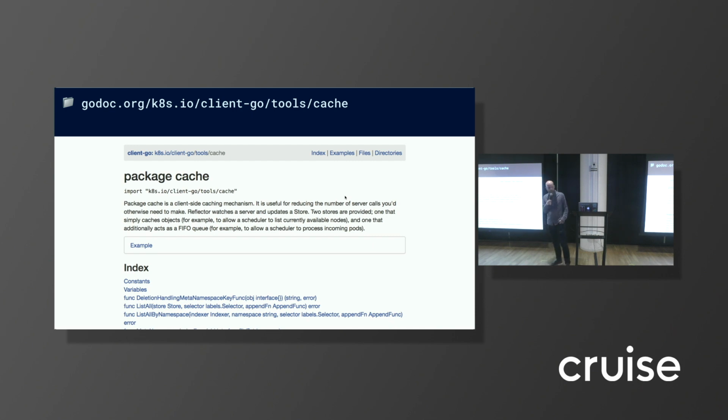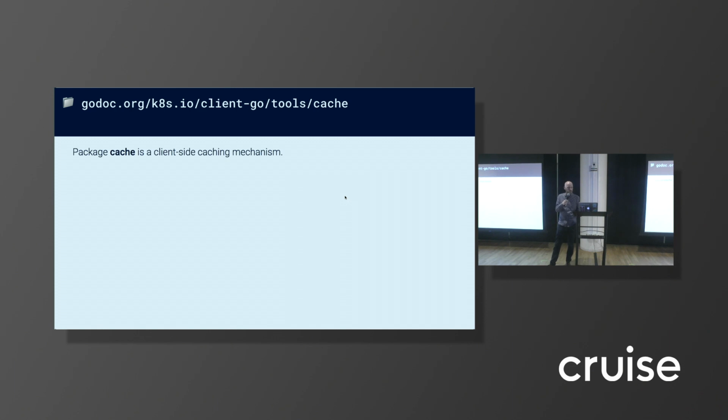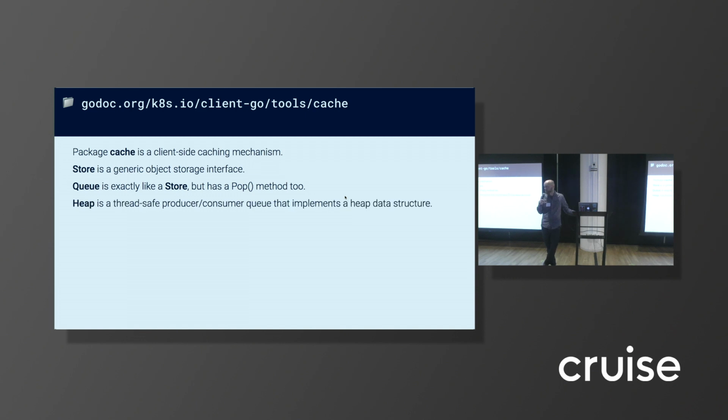But it's a little hard to read the Go doc here. The next thing it says is, Reflector watches a server and updates a store. That's like the second sentence in this Go doc. I don't know what a reflector is. I don't actually know what a store is either. And it kind of goes on from there. Store is a generic object storage interface. There's something publicly exported from this package called a queue, which is exactly like a store, but it has a pop method. There's also a heap. And there's this thing called a reflector, which watches a specified resource and causes all changes to be reflected in a store.